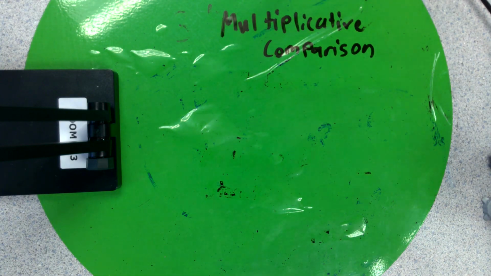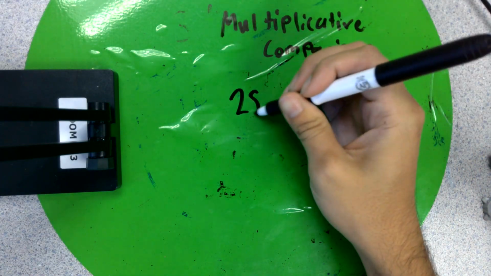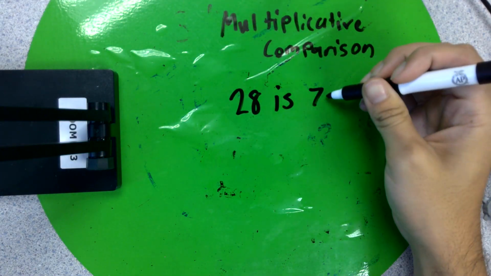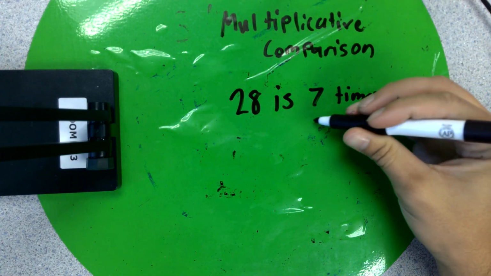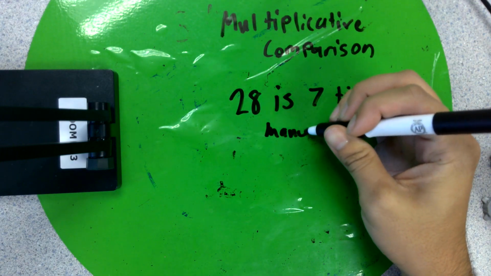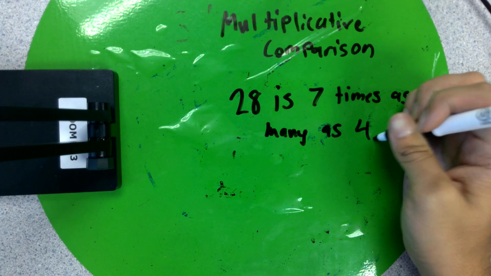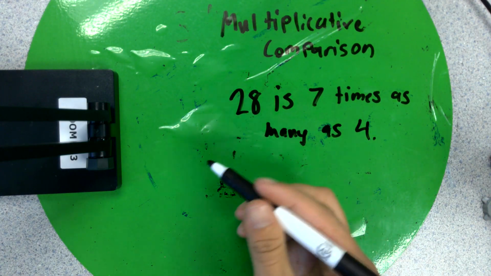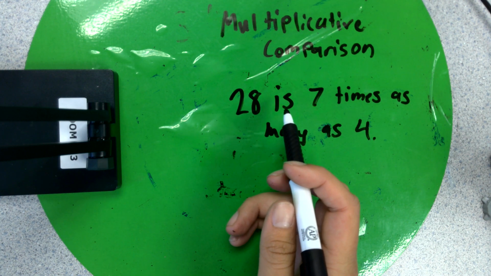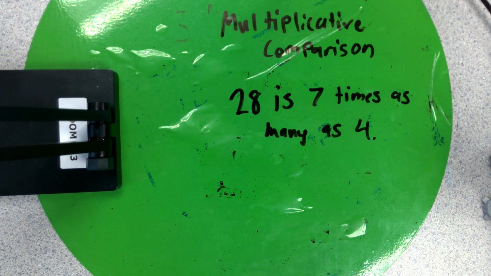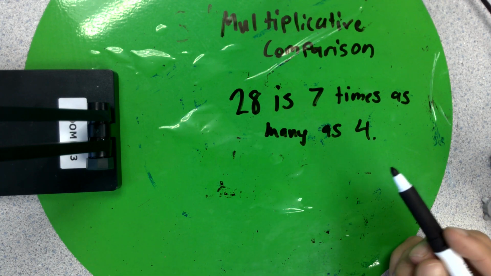I'm going to write this statement here where we have 28 is 7 times as many as 4. Now, this is a comparison statement, so we have to write this at times as an equation, and sometimes we might have to write it as a bar model. So the key thing here is this word. It's like translating to a different language.